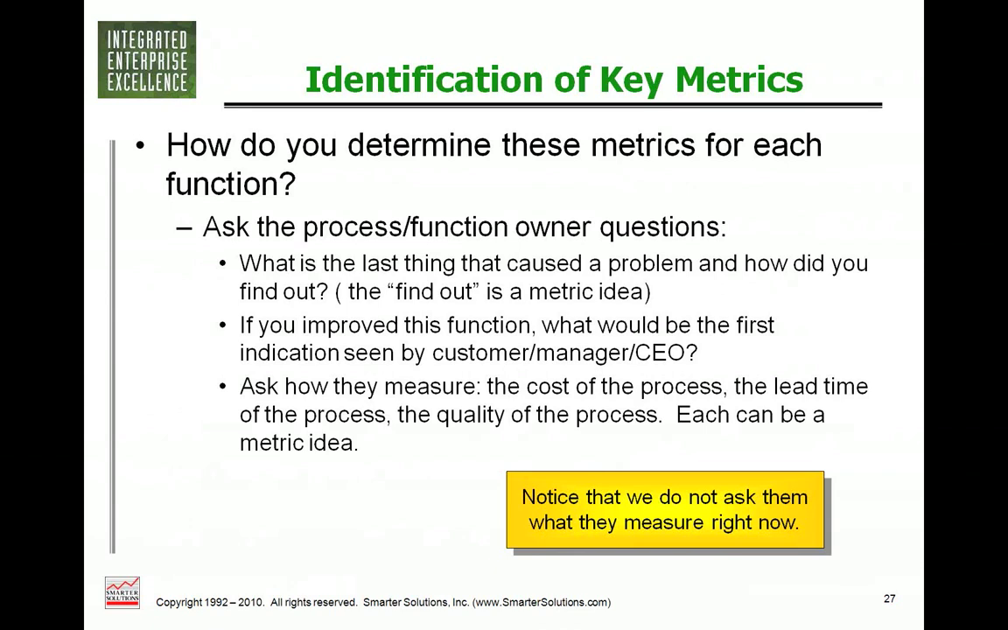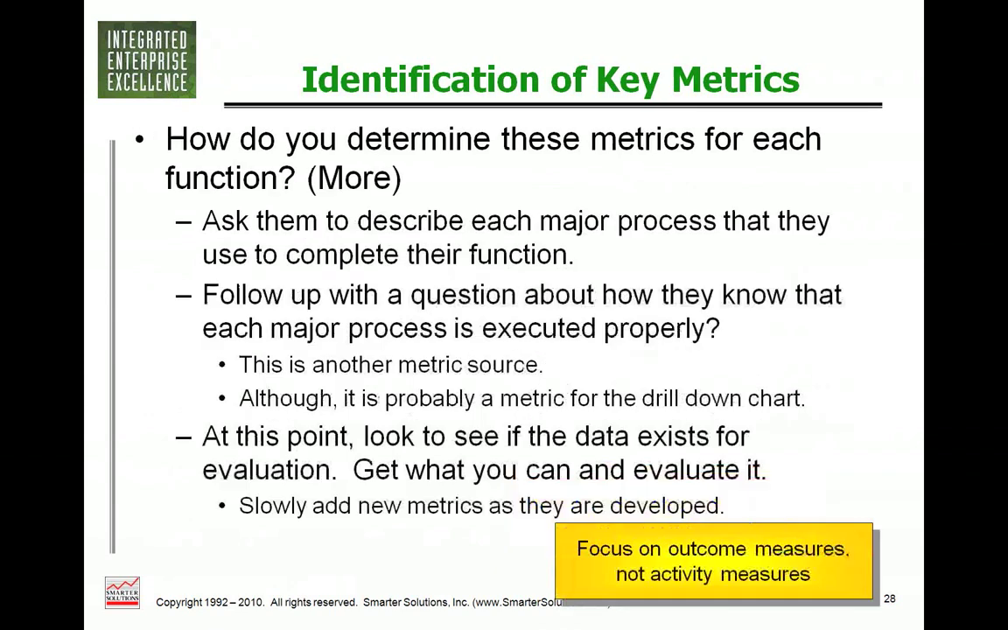Or if you improve, what's the last thing you improved? How did the improvement show up to you, or how did it look? How did your leadership or your customer note that you had improved? Now, how they noticed that you improved is, again, a potential metric. And the last one's tougher for me. How do you measure the cost of the process, or how long it takes, or the quality? If you stay looking at the entire function, you're getting a good answer. What more might you do?